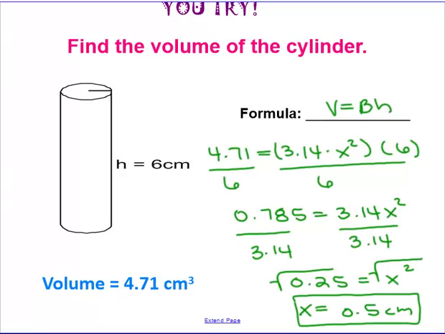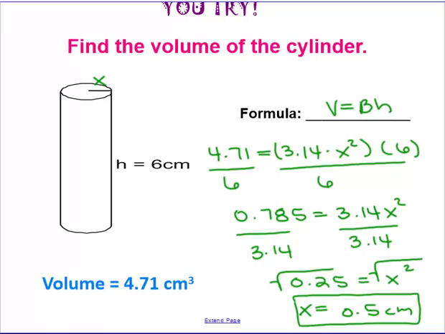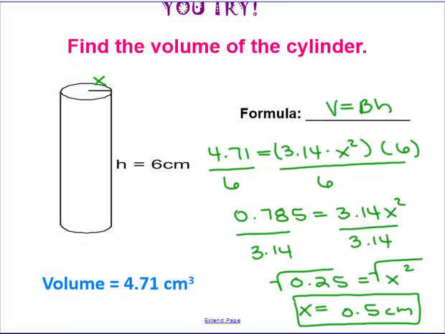All right, go ahead and hit pause if you're not done. So for this cylinder right here, we had the height of the cylinder, but what we were missing was the radius. So we had the volume of 4.71 equals pi, which is 3.14 times x to the second power, because remember our radius is always squared when we find the area of a circle, times 6. I divided 6 on both sides to start to get that x by itself. And then I had to divide both sides by 3.14 when I got 0.25 equals x to the second power. And to get rid of that second power, I had to take the square root of both sides. So I got x equals 0.5 centimeters. All right, go ahead and try this one.